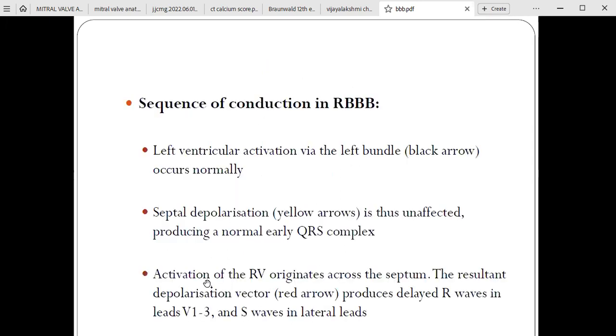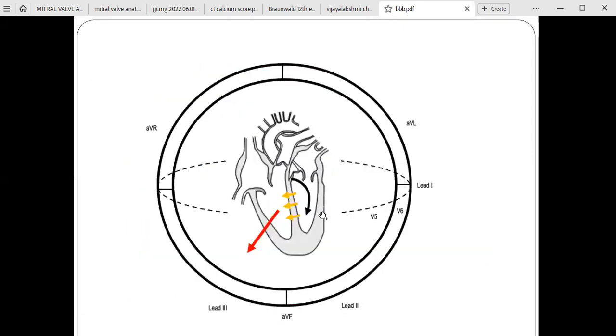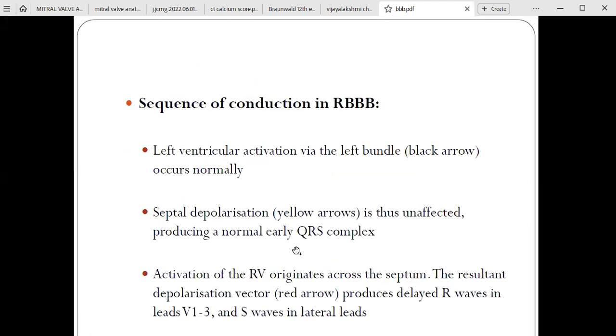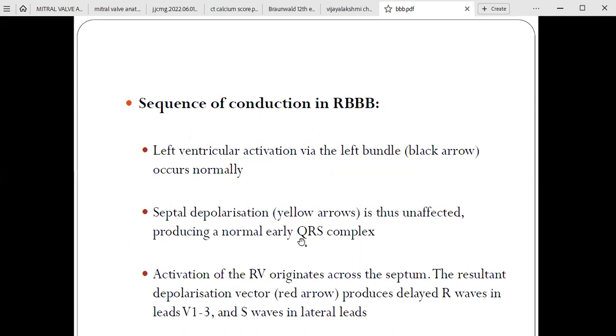So right side depolarization will occur a little later when compared to the left, and that forms a separate QRS. Left ventricular activation via the left bundle branch occurs early, and septal depolarization, which you can see here by a black arrow, occurs earlier, and then you can see the right septal depolarization, the yellow arrow, and then there is right ventricular depolarization. Thus, the result is a delayed R wave in leads V1 to V3, which represent the right side leads.